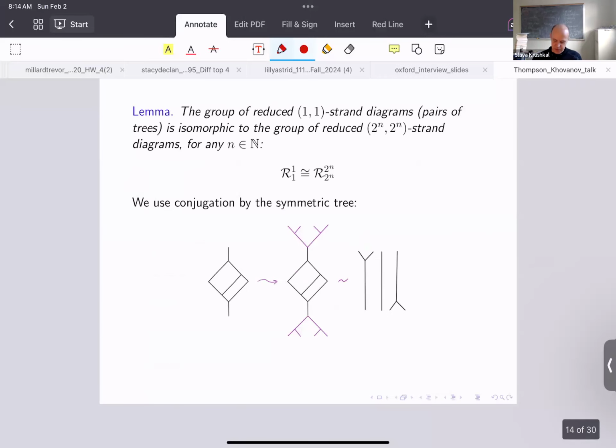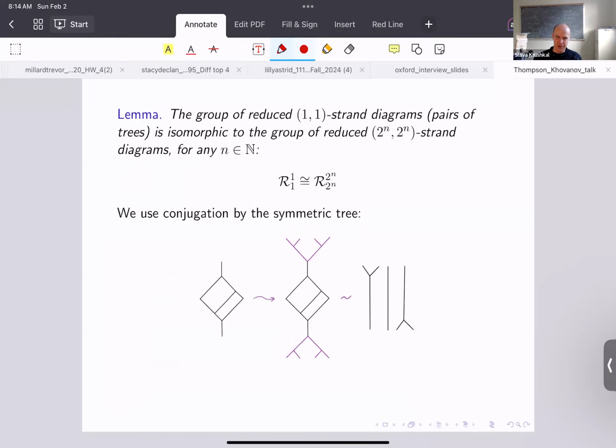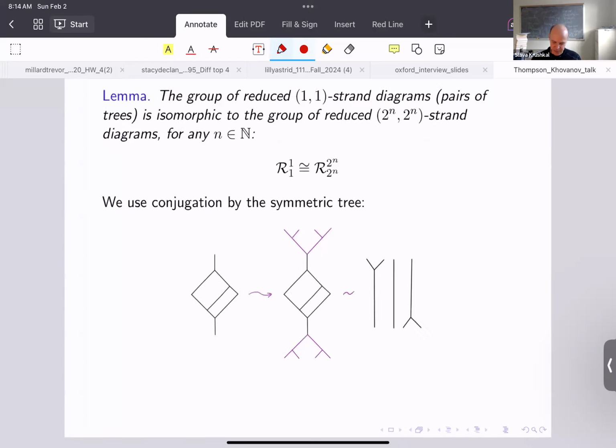So it turns out that, and again, I'm still summarizing the work of Belk and Matucci, that the R11, which is the group generated by reduced strand diagrams with 1 point on the top and 1 point at the bottom, is isomorphic to the same group, but with actually any number of n points on the top and the bottom. In this case, it's convenient for us to consider a special case where there are 2 to the n at the top and the bottom. So let me explain how this works.